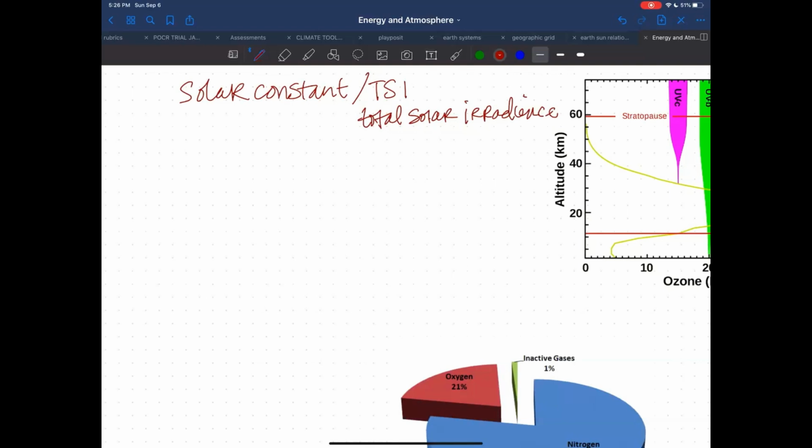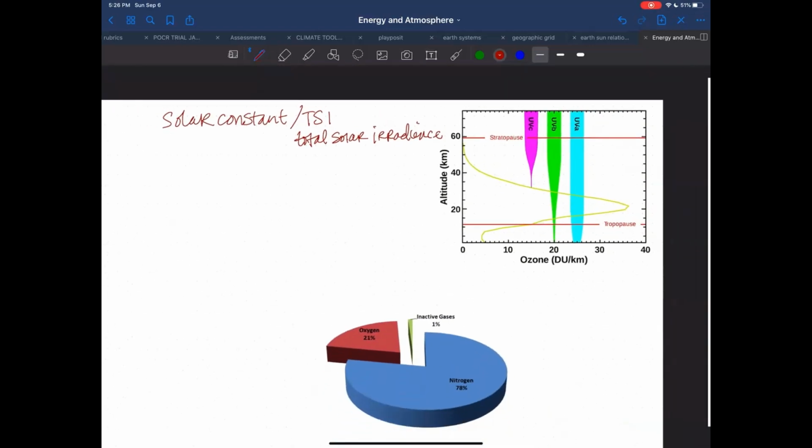And what that refers to is the amount of solar radiation that reaches our atmosphere from the sun. Now, that's not what reaches the surface of our Earth, though, because as the solar radiation, that TSI or solar constant, enters our atmosphere, various things happen to the wavelengths of the solar radiation, such that only about half reaches the surface. So let's look at that. What is in our atmosphere?